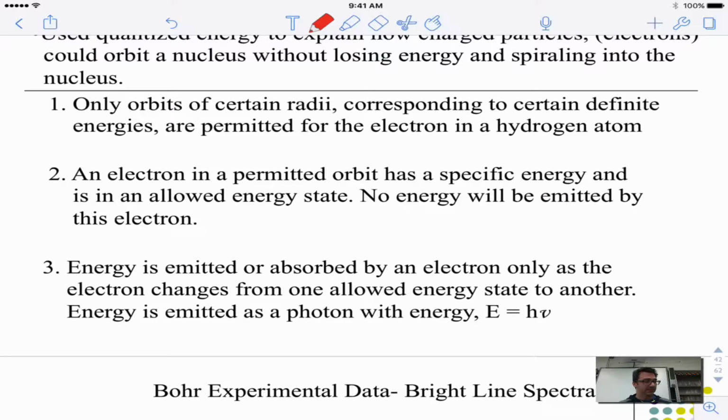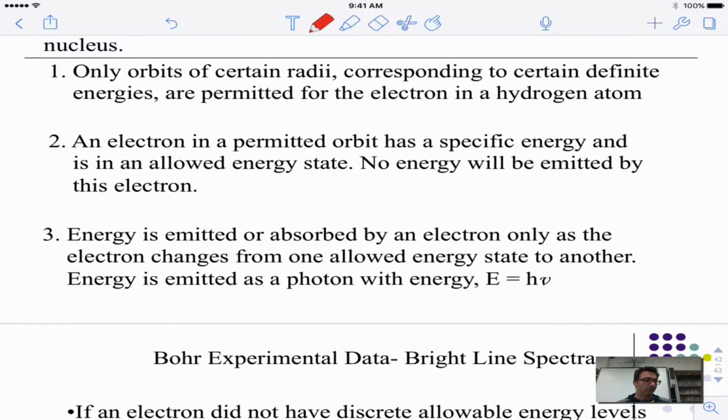The next is that the electron in a permitted orbit has a specific energy, and no energy will be emitted. So that's what I just said. The electron is in this stable orbit, and it won't release or absorb energy. It will just stay there.